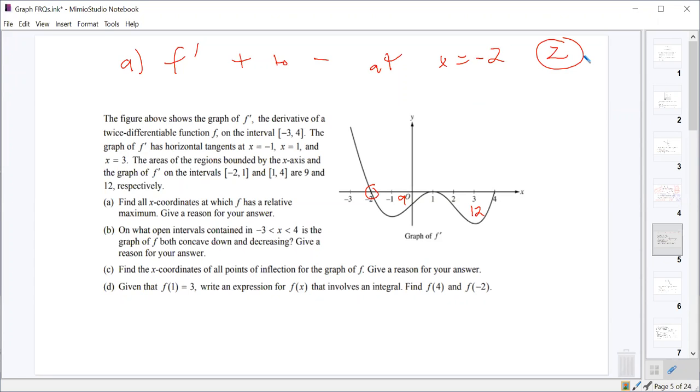Okay, part B, we want to know on what open intervals in -3 to 4 is f concave down and decreasing. So if f is concave down, we need f double prime to be less than 0. And if f is decreasing, we need f prime to be less than 0. So we're looking for our graph to be below the x-axis and for the slopes of our graph to be negative.